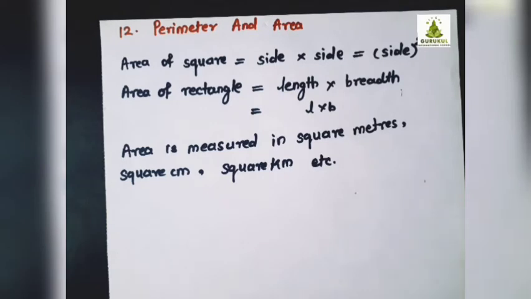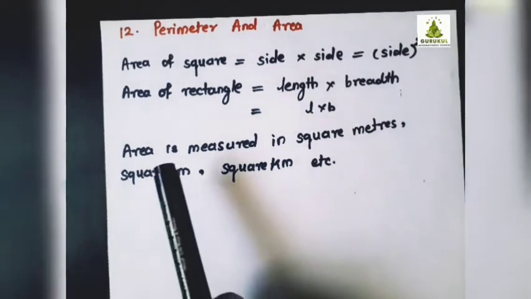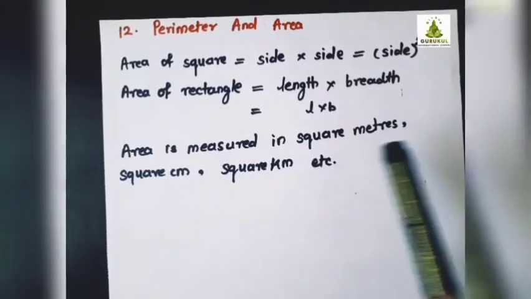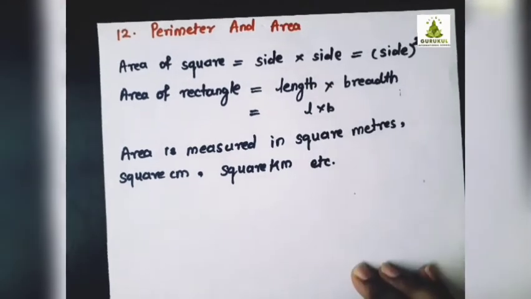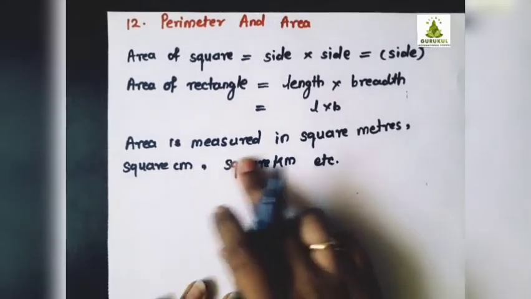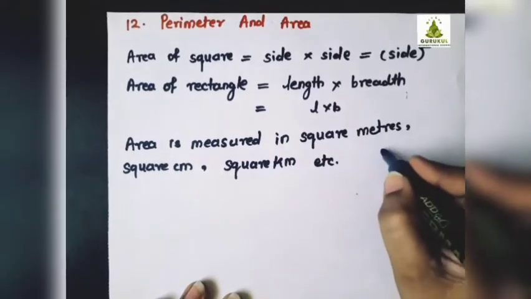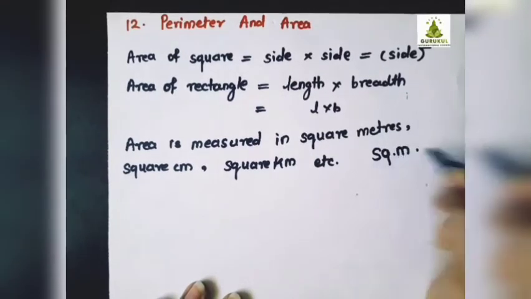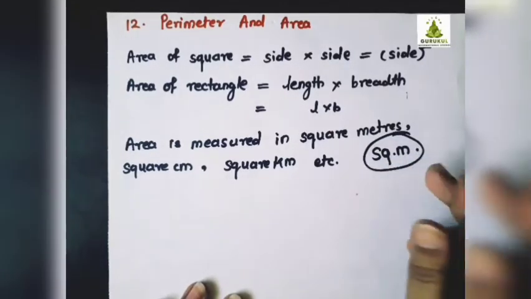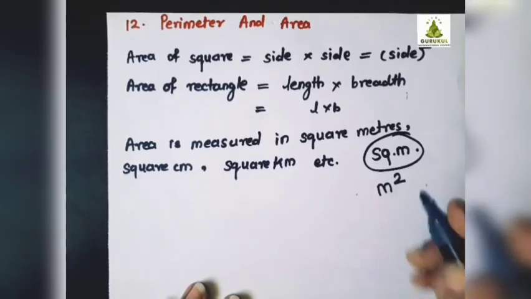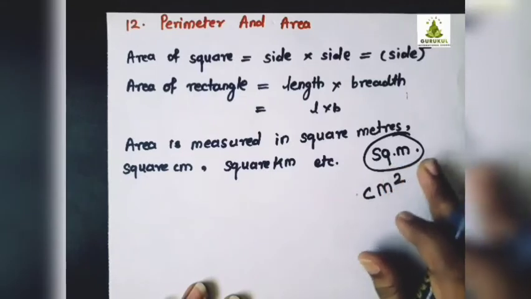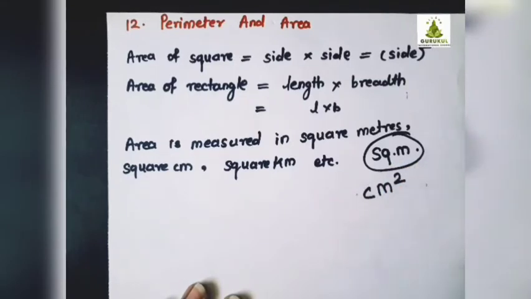We are going to use these two formulas, and just remember that area is always measured in square meters, square centimeters, or square kilometers, whereas while writing perimeters we just wrote the unit, centimeter, whatever unit is there. But when we find the area, we should mention square meters. In short form, you can write square meters or meter square, or centimeter square. It is the same.